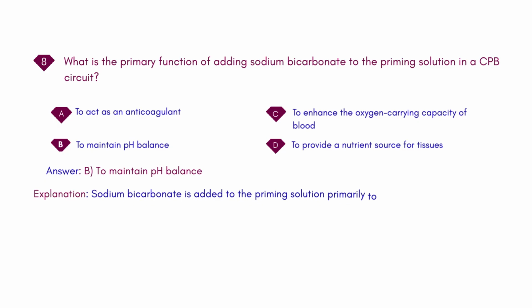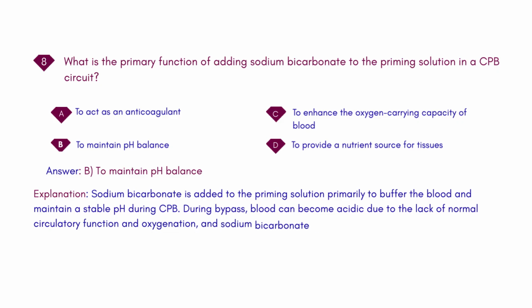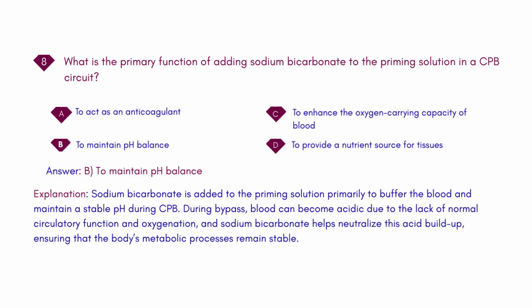Explanation: Sodium bicarbonate is added to the priming solution primarily to buffer the blood and maintain a stable pH during CPB. During bypass, blood can become acidic due to the lack of normal circulatory function and oxygenation, and sodium bicarbonate helps neutralize this acid buildup, ensuring that the body's metabolic processes remain stable.